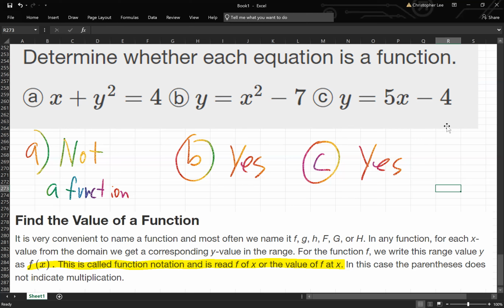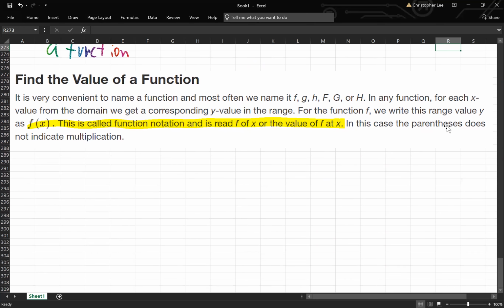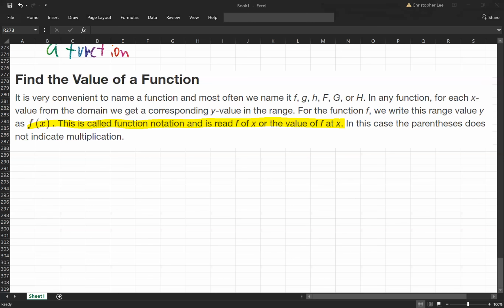In this case, the parentheses does not indicate multiplication. That's really important, right? The parentheses does not mean multiplication. The parentheses is simply saying I'm assigning this x value to the function that you've been given. You're plugging it in, right? We've done this before. We plug in the value and we get the final answer. It's the same thing. Now I'm giving you like a $50 word for it. That's it.